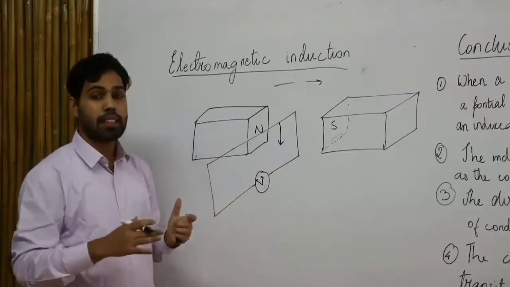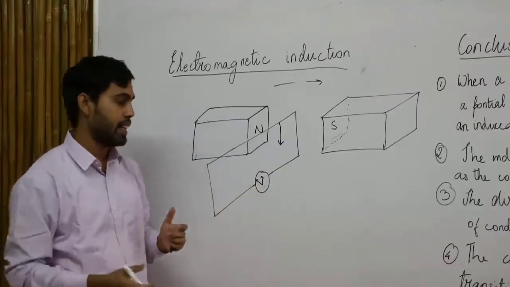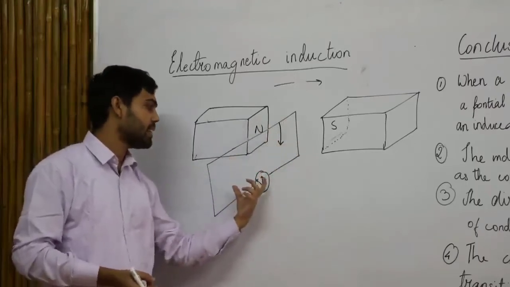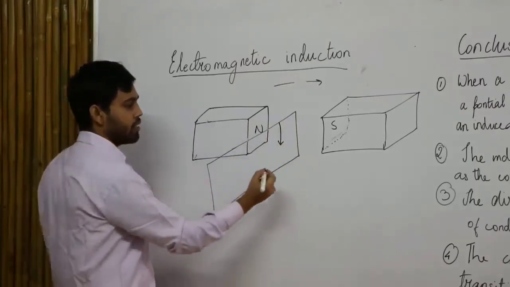What does this indicate? This indicates that there is a certain amount of current flowing in this conductor. So suppose the direction of current is this.